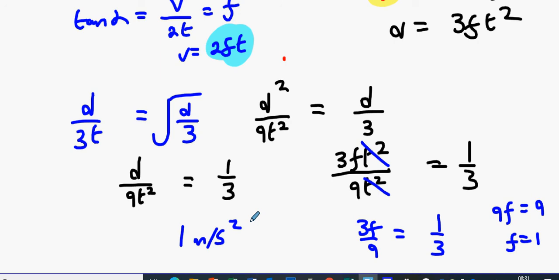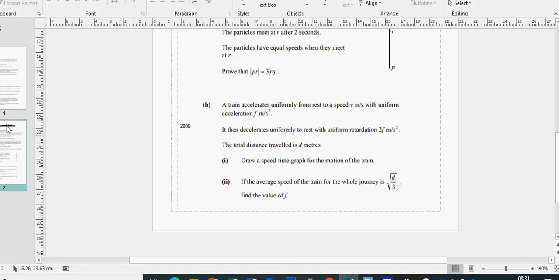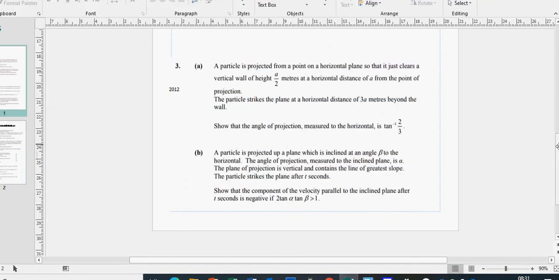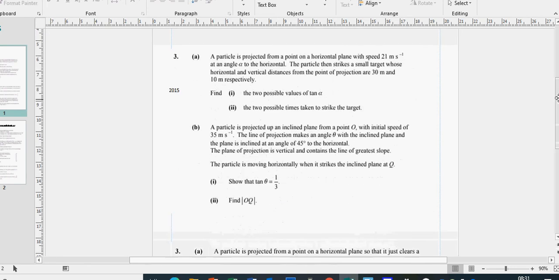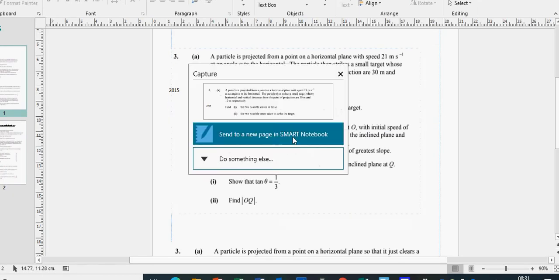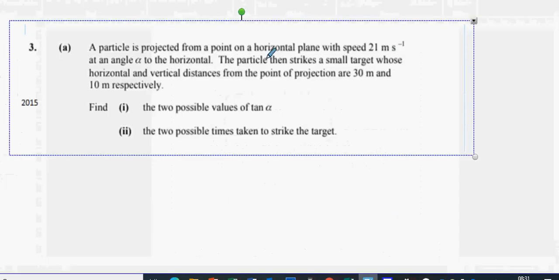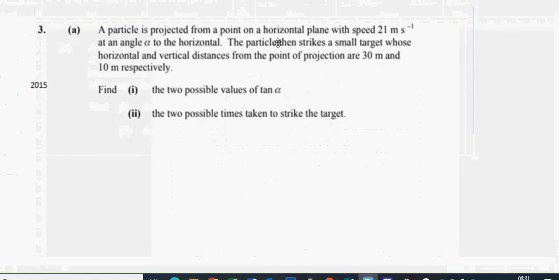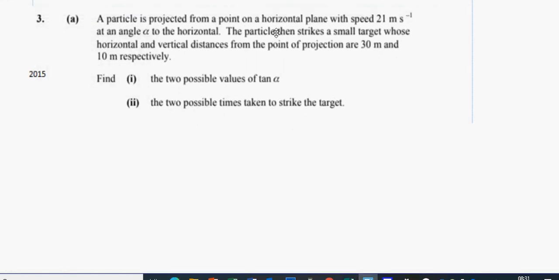Okay. Move on. Right, good old projectiles. Now, okay. So, horizontal ground. And it has a speed of 21.